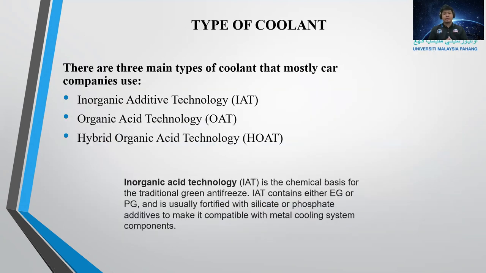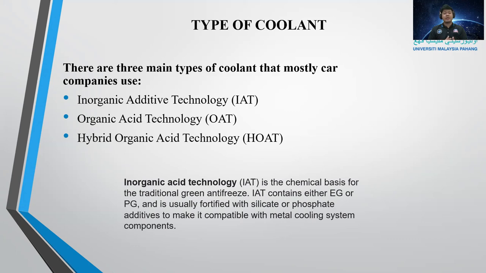This slide shows the types of coolant used in the water cooling system. Basically there are three main types of coolant that most car companies use. The first one is inorganic additive technology, which is IAT. IAT is the chemical basis for the traditional green antifreeze. IAT contains either EG or PG and is usually fortified with silicate or phosphate additives to make it compatible with metal cooling system components.